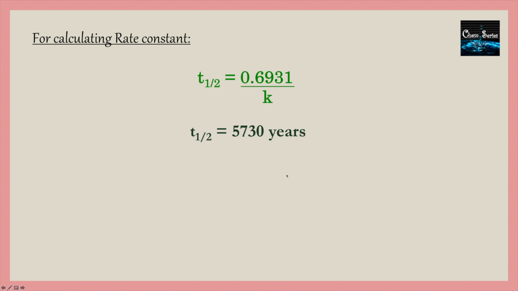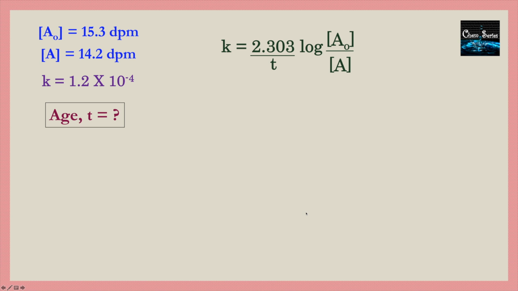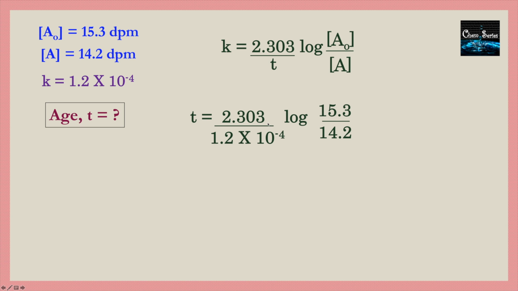So for calculating the rate constant, K is equal to 0.6931 divided by T half, 5730 years. That is equal to 1.2 into 10 power minus 4. So this will be your rate constant. Now for this formula, we have the rate constant, A naught and A. So now we can find T, right? T is equal to 2.303 divided by 1.2 into 10 power minus 4 log 15.3 divided by 14.2.